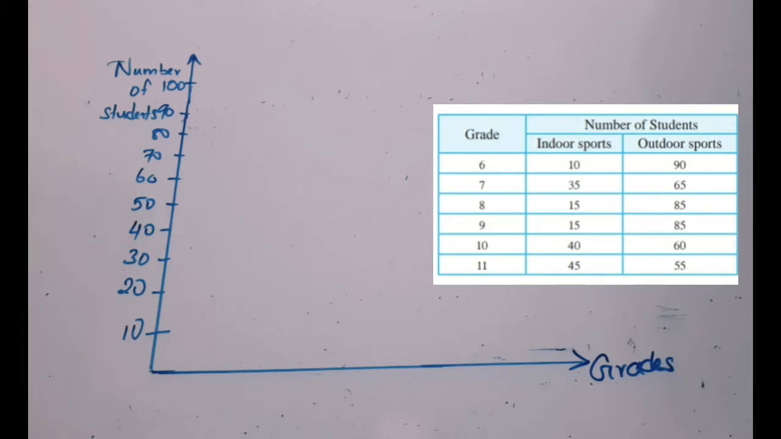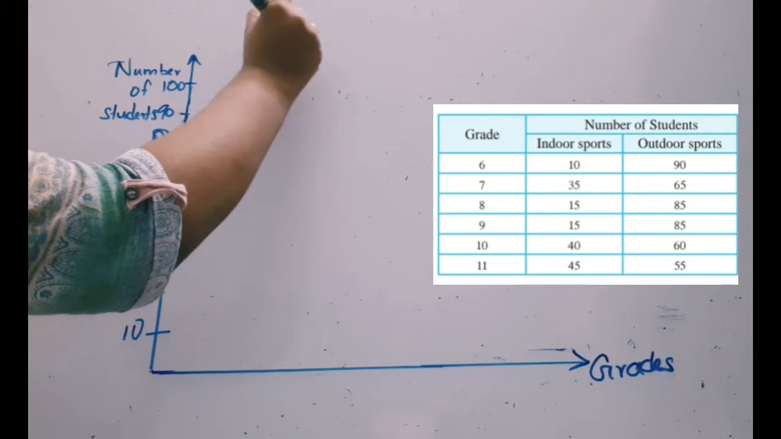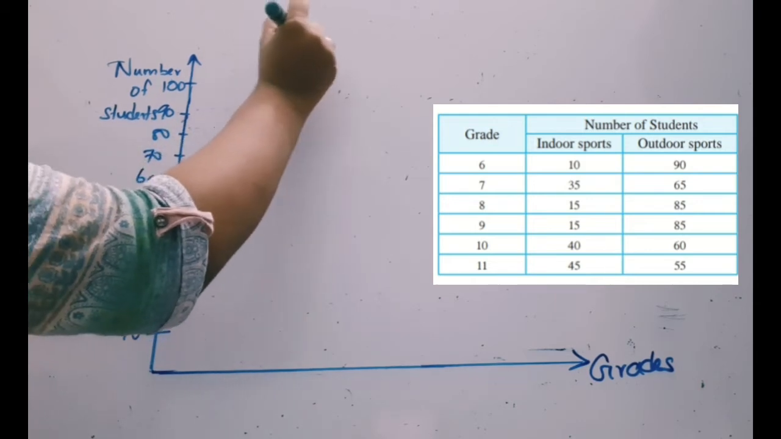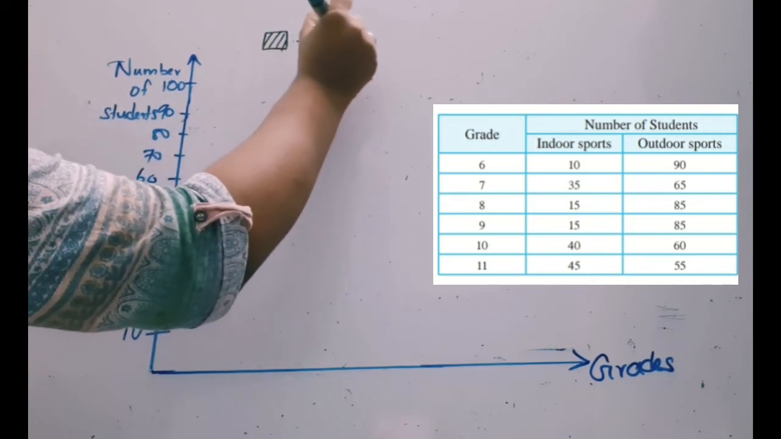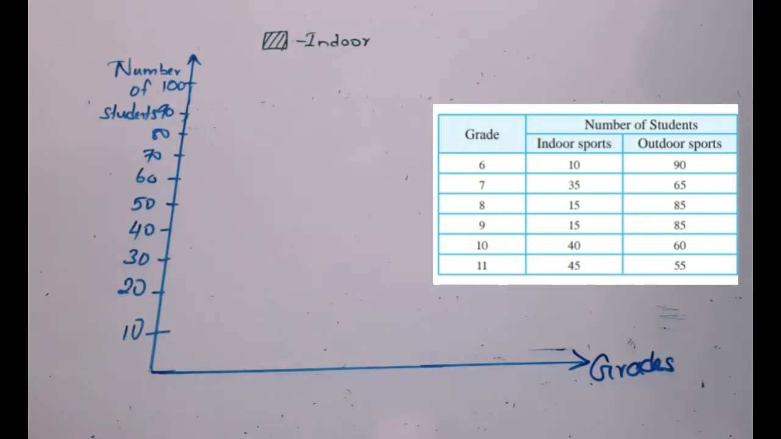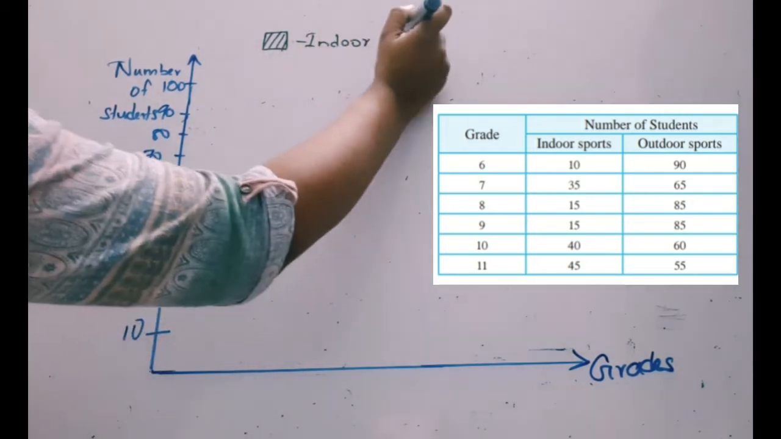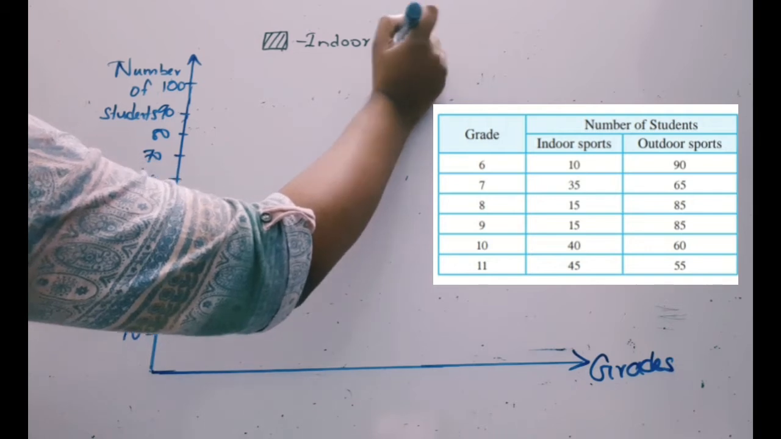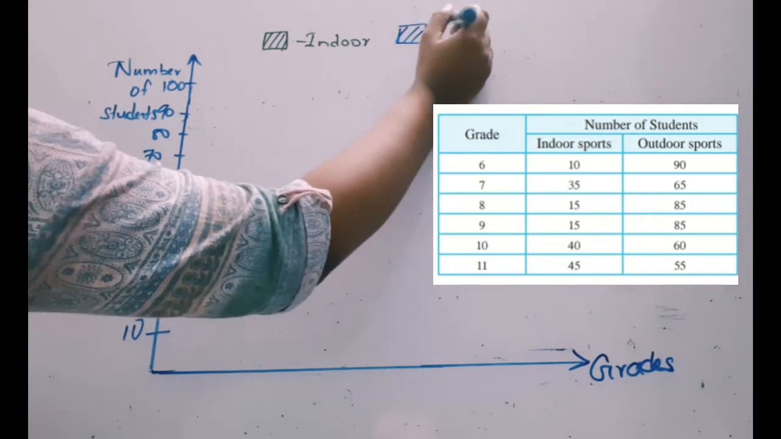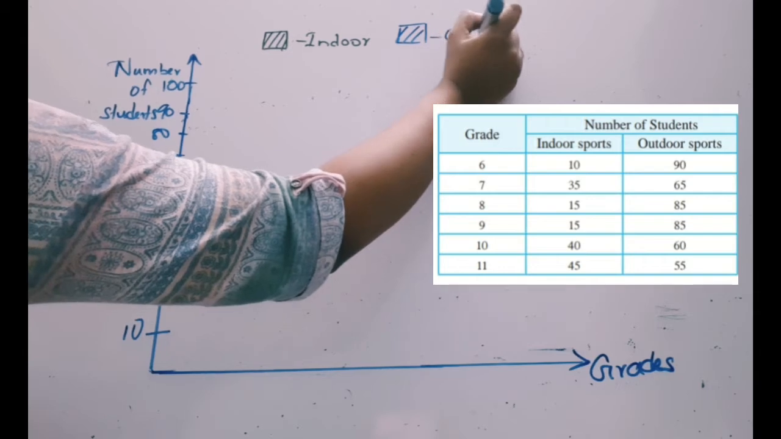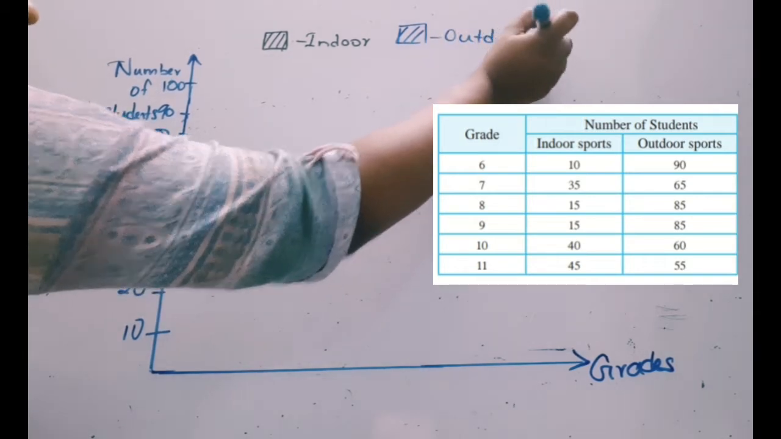Now the third important thing is that you have to differentiate the indoor sports and outdoor sports. Here I am going to choose black color for indoor sports. Understood? And I am going to denote the outdoor sports with a blue color bar graph. So this denotes the outdoor.